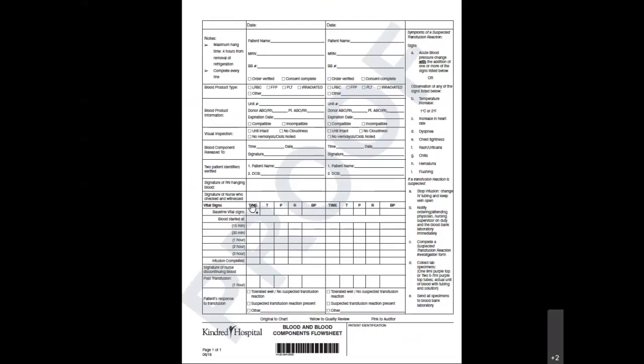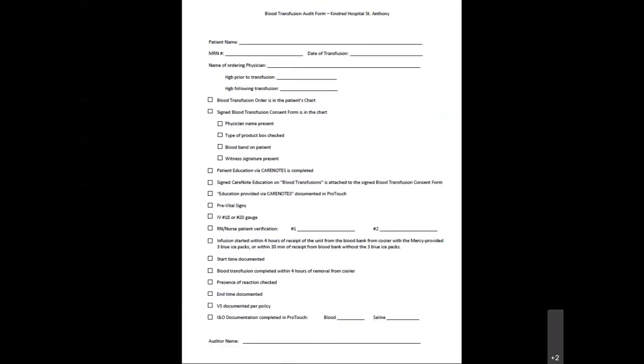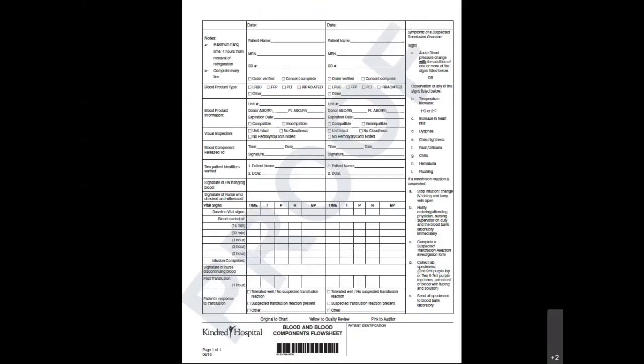So baseline vital signs, the time that the blood was started, 15 minutes from start time, 30 minutes from start time, 1 hour from start time, every hour until completion, and then the vital signs at completion, the signature of the nurse who is discontinuing the blood, and 1 hour post-completion vital signs, and then the patient's response. So this is in triplicate. The original goes to the chart, the yellow goes to DQM, and the pink goes to the supervisors to complete the blood transfusion audit.